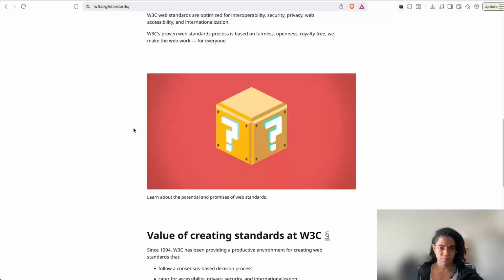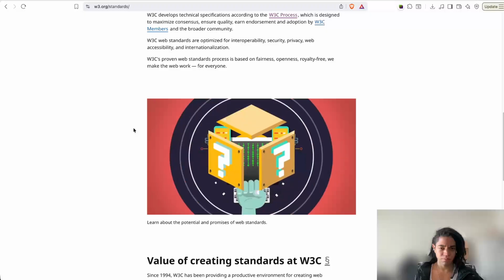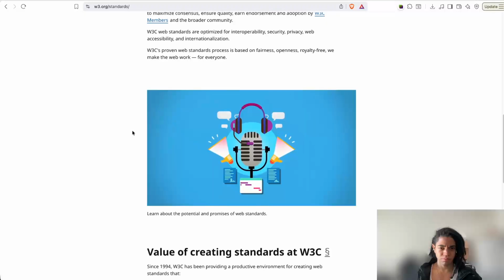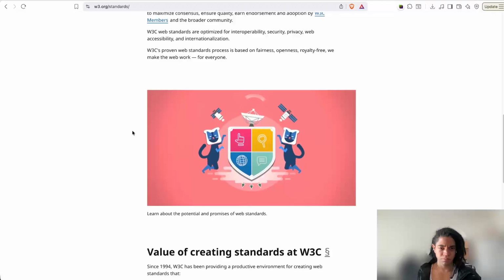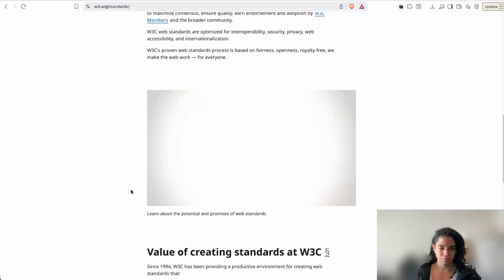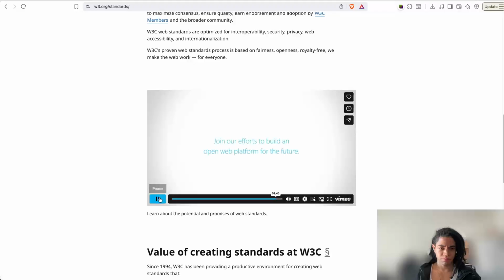So, how can we take care of it? By taking action. By coding, writing, designing, discussing, and defending the open web. Thank you for supporting web standards. Please help us shape the next era. Join our efforts to build an open web.